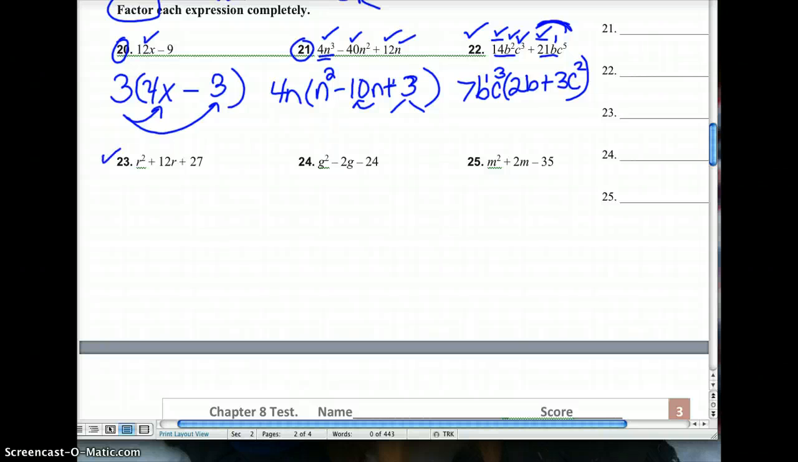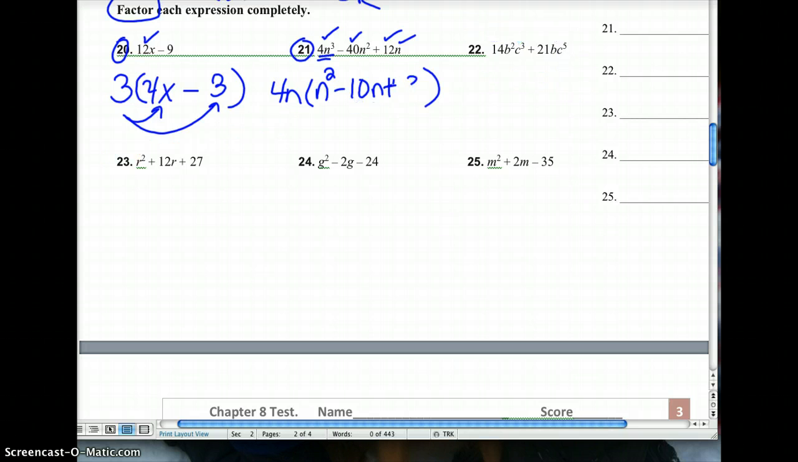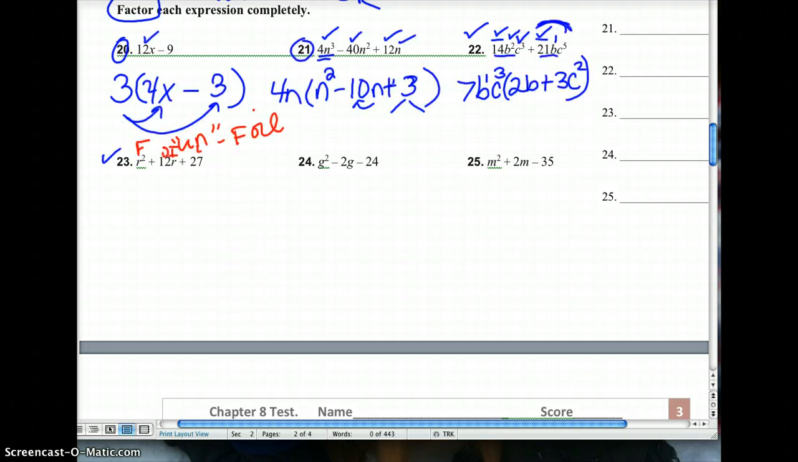Now on the next one, when I ask myself, can I take anything out, the answer is no. But that doesn't mean I can't factor it. It's just a different kind of factoring. This is the trinomial factoring, where we're basically trying to unfoil the trinomial. So remember, this comes from first, this comes from outside and inside combined, and this comes from last.